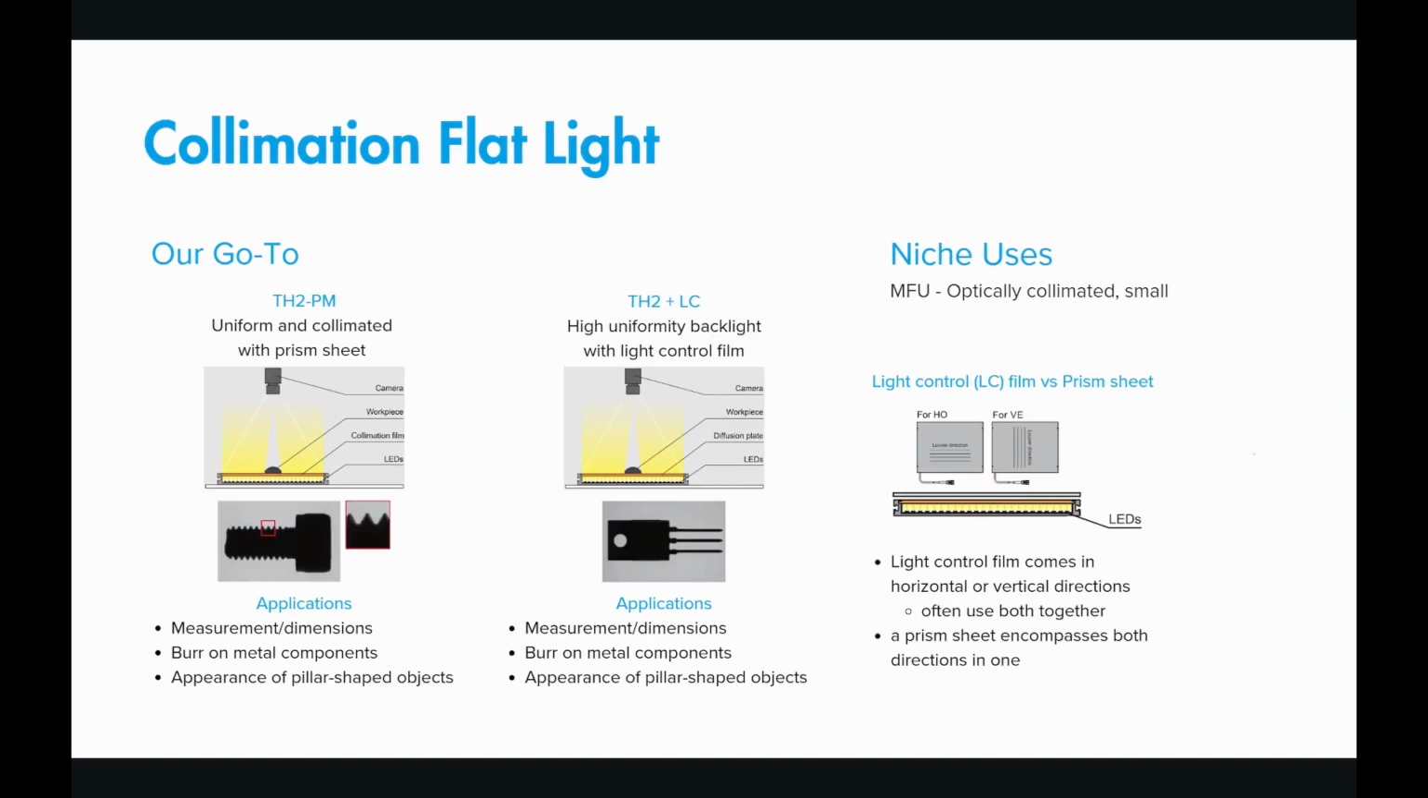For a collimated backlight, our go-to is the TH2 PM and then the TH2 with light control film. The TH2 PM is essentially the TH2 backlight with a prism sheet built into it. And then the TH2 with light control film is essentially you're purchasing two separate things. You would purchase the TH2 and then you would purchase the two different light control films along with that. The point of collimation, if you're interested in that, we have a lot of webinars that talk about using collimated light to solve our applications. It just gives very sharp edges by collimating the light, using the prism sheet and the light control film.